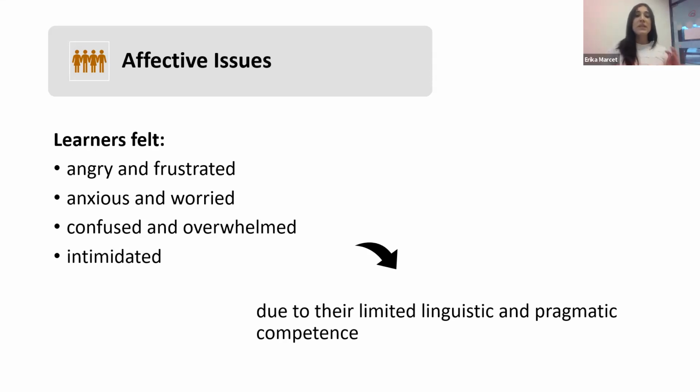In terms of affective issues, learners' limited linguistic competence as well as their inability to tap into their pragmatic competence resulted in feelings of anger, frustration, anxiety, and worry. Learners often felt confused and overwhelmed by how Japanese speakers were conveying their thoughts, and they also reported feeling intimidated by some of the ostensive communicative acts that L1 speakers were using, such as silence, body expressions, and particularly back-channeling expressions, which are very prominent in the Japanese language.